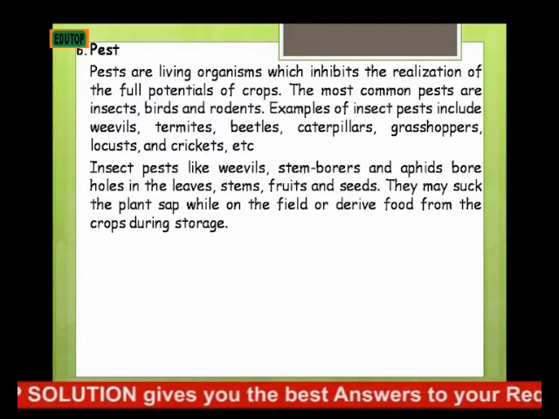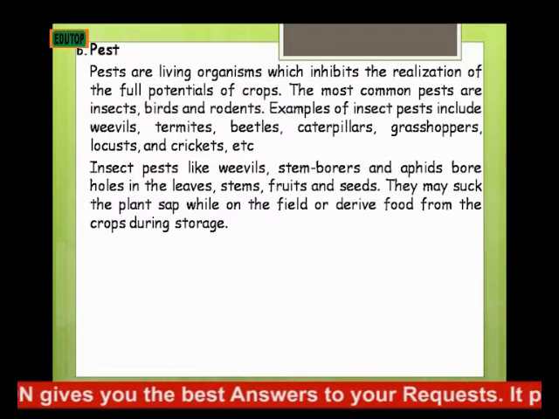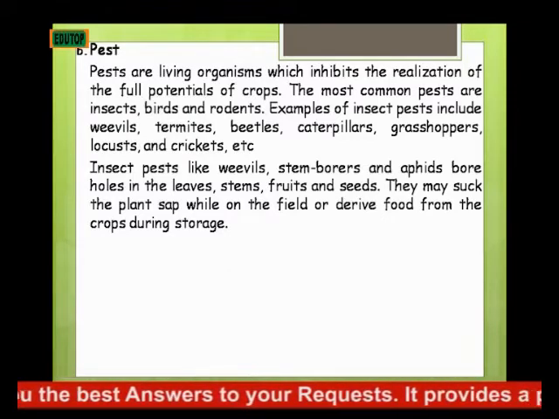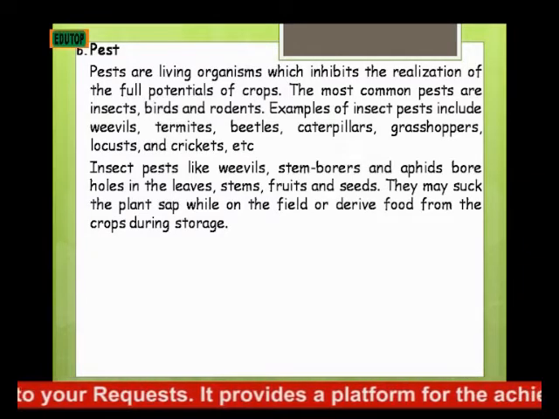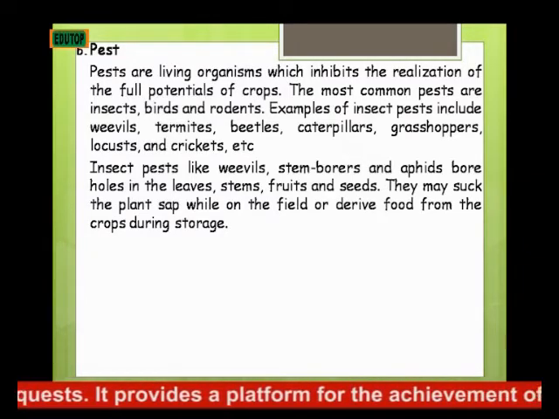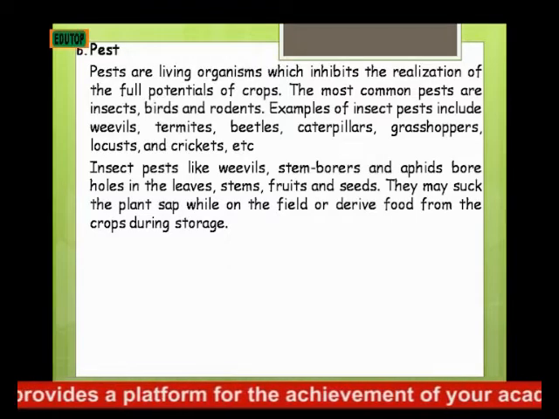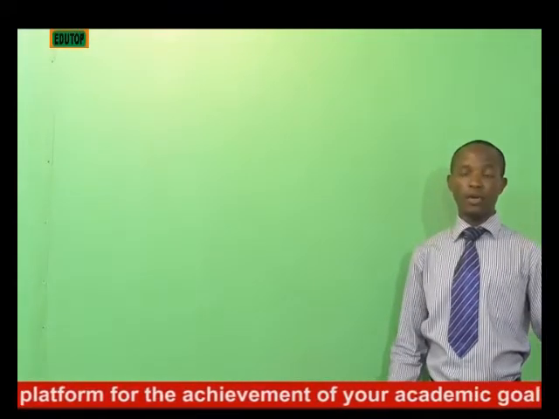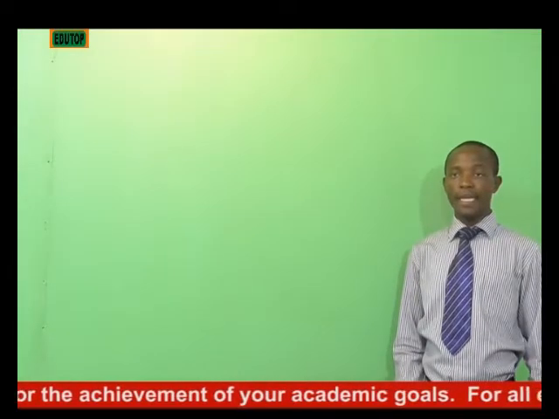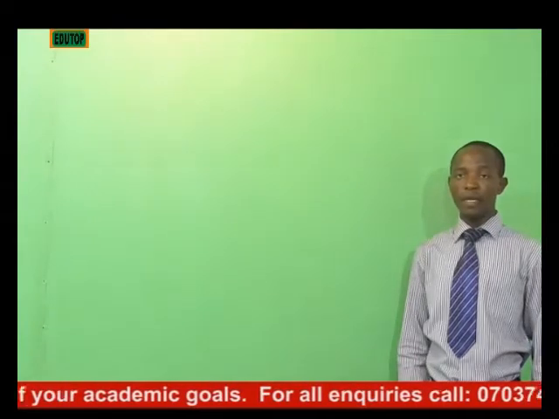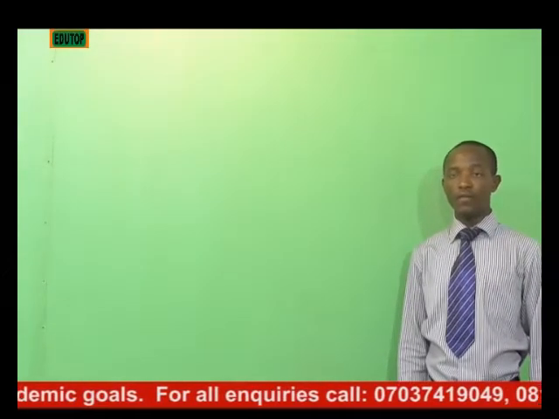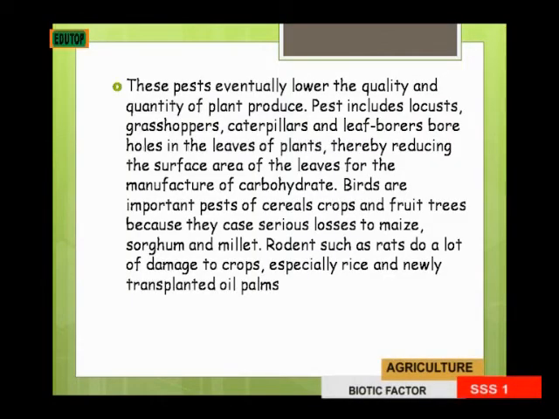Insect pests like weevils, stem borers, and aphids bore holes in the leaves, stems, and fruits and seeds. They may suck the plant sap while on the field, or derive their food from the crops during storage. That is, they affect the crops either while on the field, or while in storage, that is, while you are keeping them for future usage, they can still affect the stored produce. These pests eventually lower the quality and quantity of plant produce.